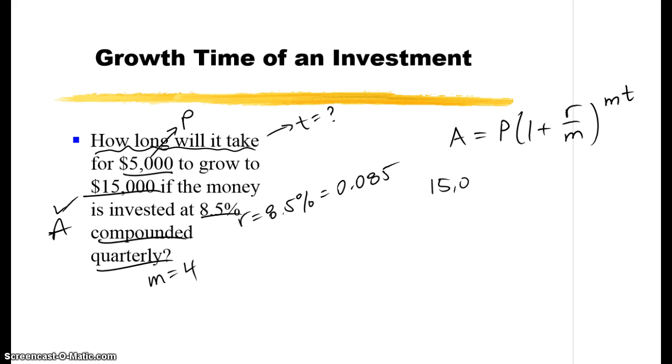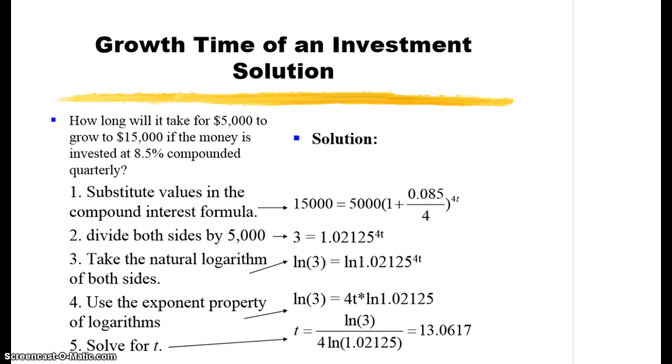A is 15,000. P is 5,000. We have 1 plus 0.085 over 4 raised to the 4t power. Okay, and if we go to the next slide, we actually have it right over here as the same formula. Let's start solving this problem.